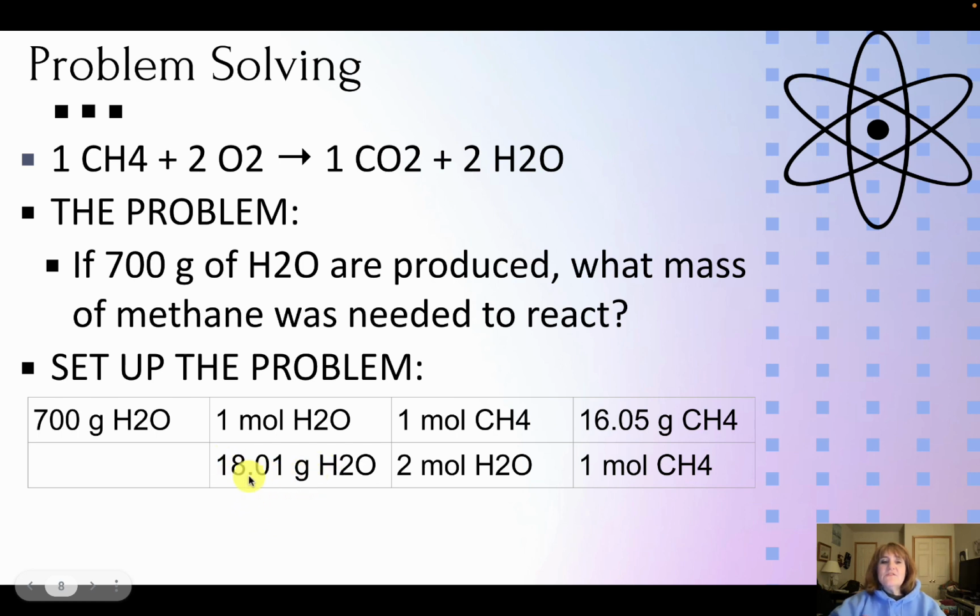The molar mass of H2O is 18.01 grams per mole. The mole ratio from the balanced chemical equation is 2 moles of H2O to 1 mole of CH4. The molar mass of CH4 is 16.05 grams per mole of CH4. Everything's going to cancel except the grams, the mass of methane, which is what we want. Multiply across the top and divide across the bottom. We end with 311.91 grams of CH4. Thanks for watching.